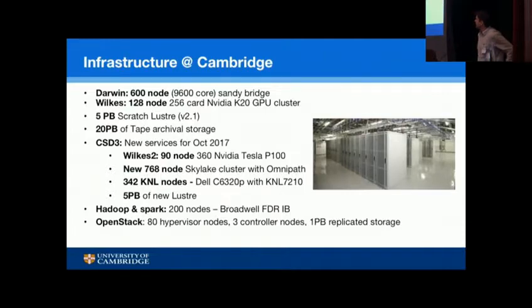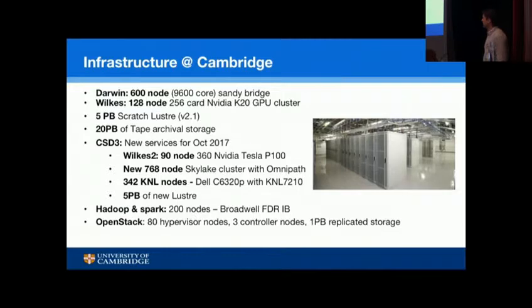Our current infrastructure, so we have 2 HPC-focused systems that are currently still in use. There's like 2 clusters, a Sandy Bridge cluster of about 600 nodes and a GPU cluster, both of which are sort of about to be renewed by October this year. And there's about 5 petabytes of Scratch various Lustre systems attached to that, still currently on version 2.1 that we're looking to migrate off of by this October date.